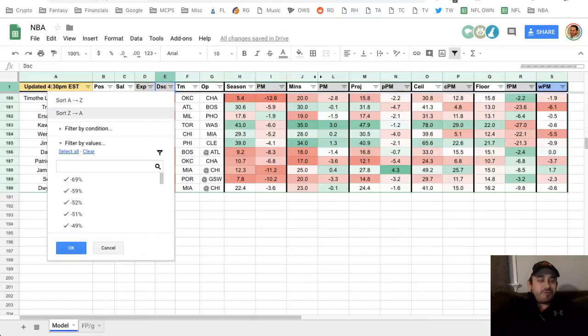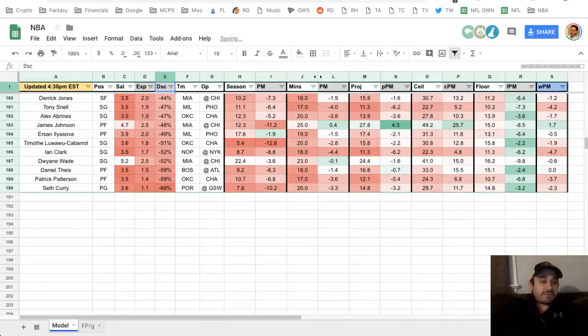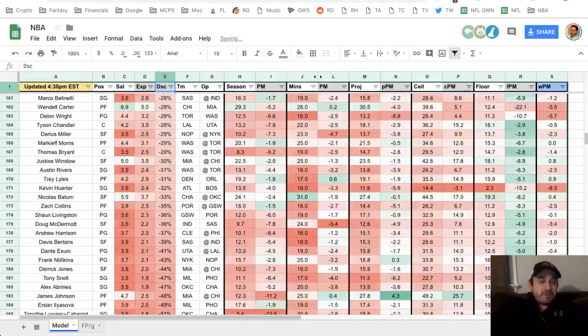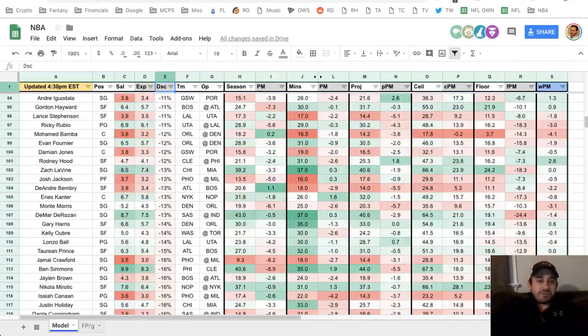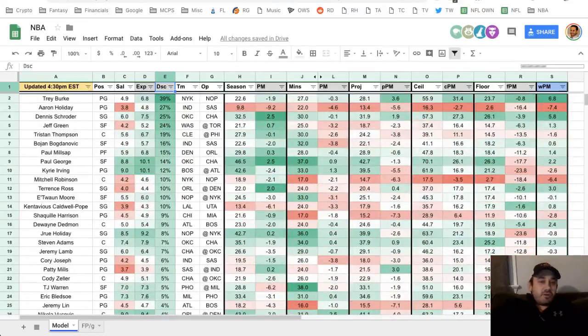And then I'll show you one more cool thing that I noticed as well. The unrosterable players. A cool way to find out if a player is unrosterable. Okay, so Trey Burke is a 39% discount. That's kind of cool. 39% off for Black Friday. Aaron Holiday, 27% off. Schroeder, 25% off. So on and so forth.